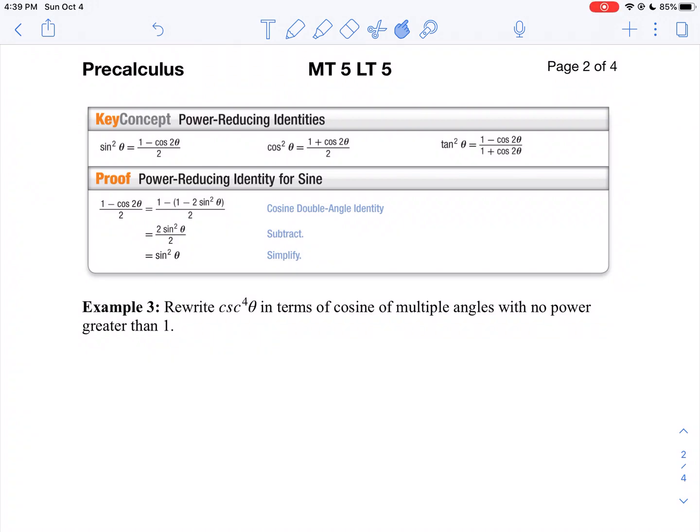In the next part of our seminar, we're going to be looking at perfect square identities. And here's the proof of the sine squared. It's all the same. Sine squared theta is 1 minus cosine 2 theta all over 2. Cosine, you add: 1 plus cosine 2 theta over 2. And then tangent squared is sine over cosine, so it's 1 minus cosine 2 theta over 1 plus cosine 2 theta.